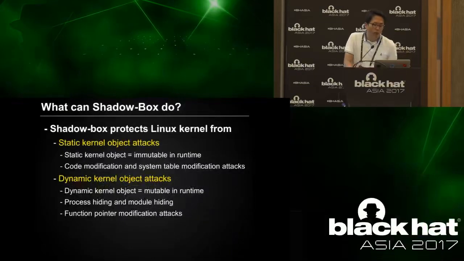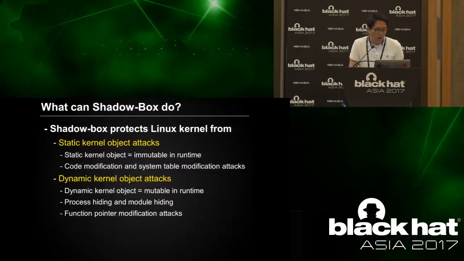Okay, this is the summary of the design of Shadowbox. So what can Shadowbox do? First, Shadowbox protects static kernel objects against rootkits. We define static kernel objects as immutable at runtime. Therefore, the anomalous behaviors of rootkits are code and system call table modification attacks.